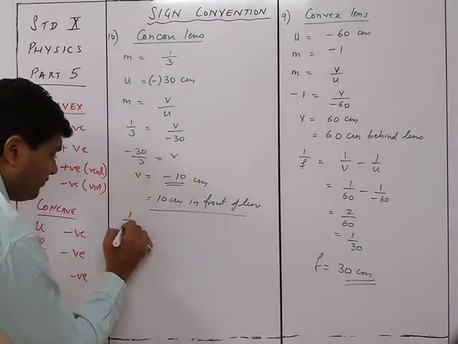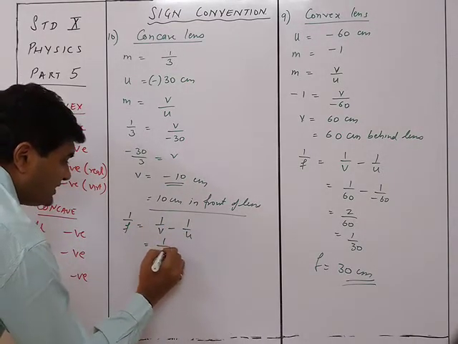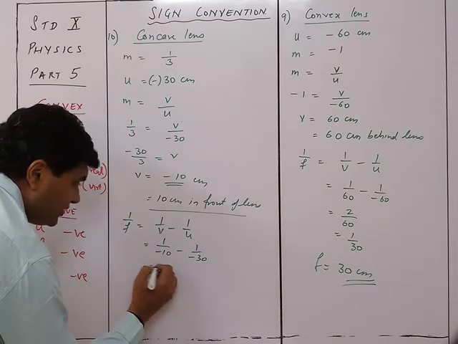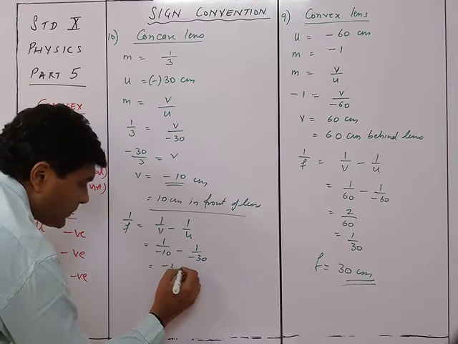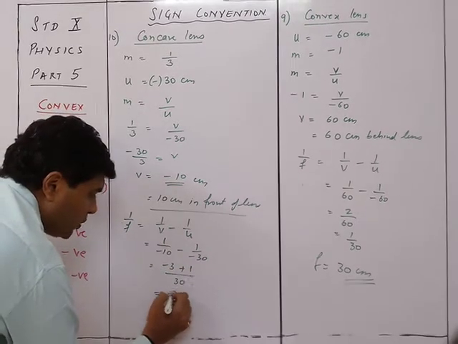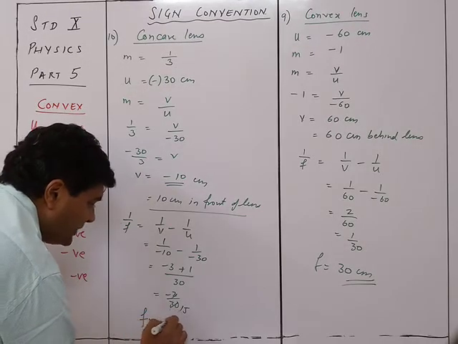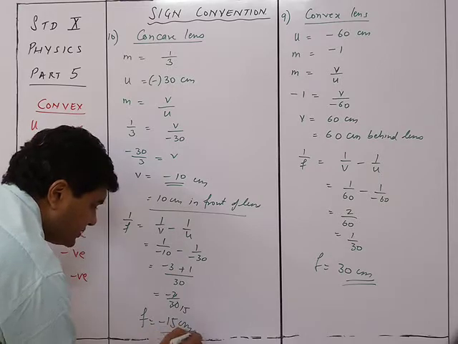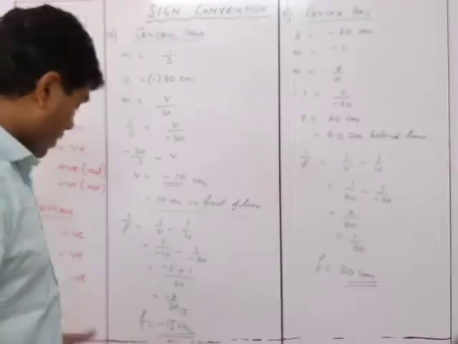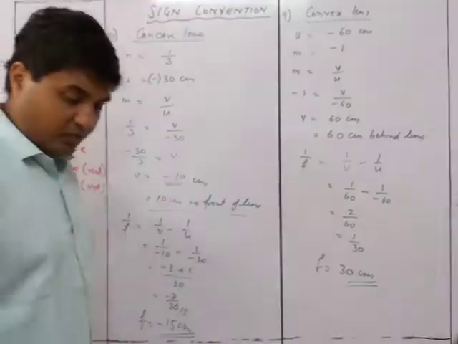So 1 upon f is equal to 1 upon v minus 1 upon u, which is 1 upon minus 10 minus 1 upon minus 30. So that is going to be minus 3 plus 1 upon 30. That's minus 2 upon 30. That will be f is equal to minus 15 centimeters. So of course it will be negative because f is negative in a concave lens. So this was a concave lens, that's why it is negative.